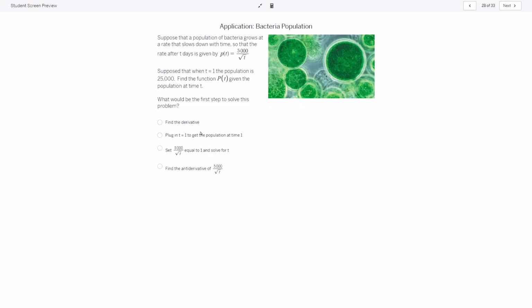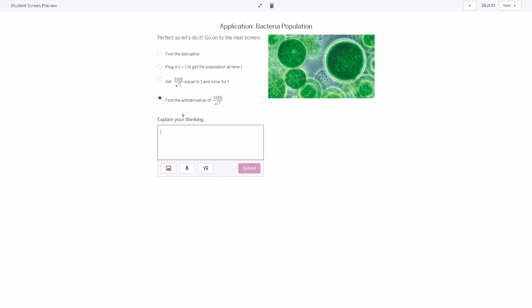And now we get to this example here. Suppose that bacteria grows at a rate. This value right here is a derivative, so this is the rate. Suppose when t equals 1, the population is 25,000. Find the function. So we have to find the function, which means I need to find this antiderivative.